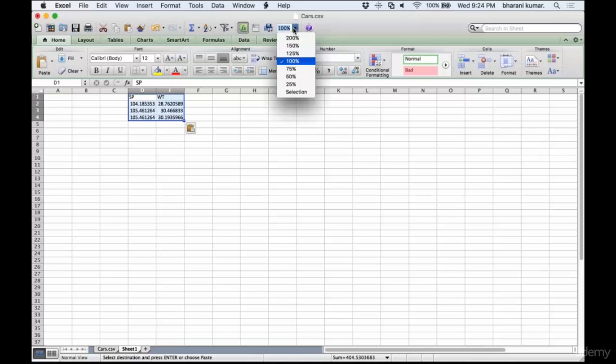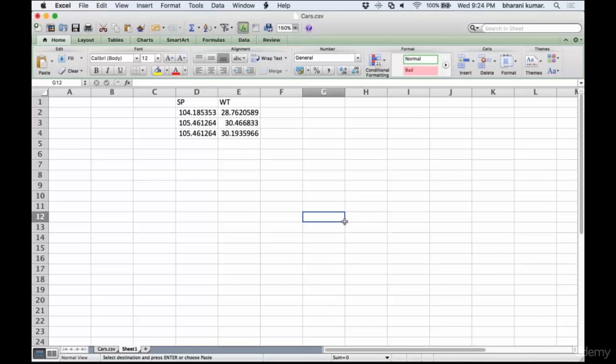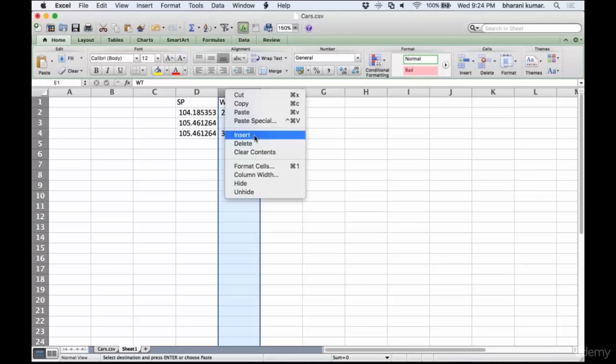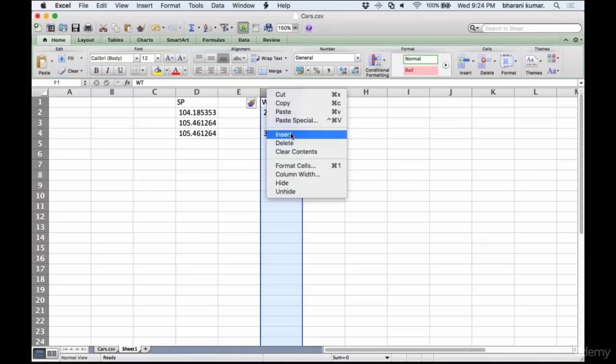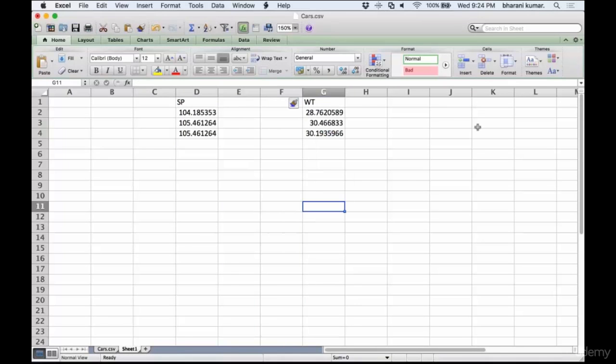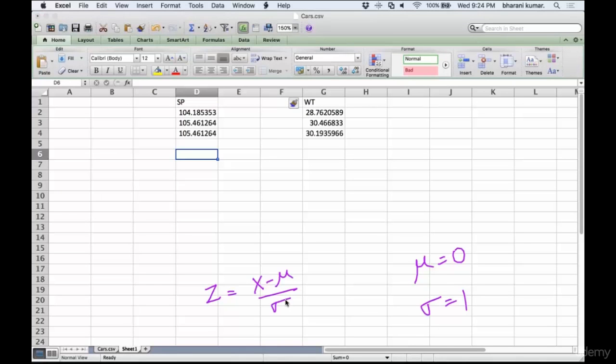And this is just to tell you all that when you standardize the data, let me insert another column. When you standardize the data, the property of that standardized data is that the average should be equal to 0 and the standard deviation should be equal to 1. Let us see whether we will get that or not. Alright. And the formula to standardize is Z is equal to X minus mu divided by sigma.